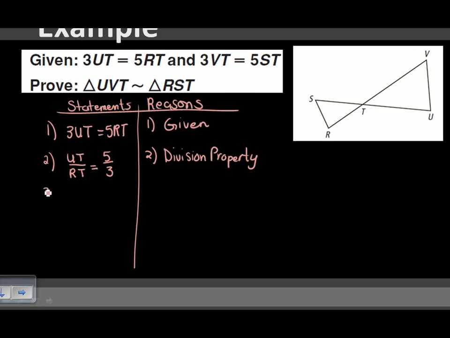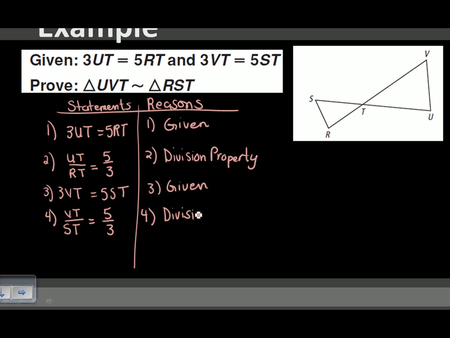Now I'm going to use the other statement that they have here. 3VT is equal to 5ST, which is also given. And then I'm thinking we can write, that means that VT is to ST just as 5 is to 3. And in order to get there, again, I've used the division property to rearrange that cross product back into a proportion. So I have two sets of corresponding sides that are proportional.